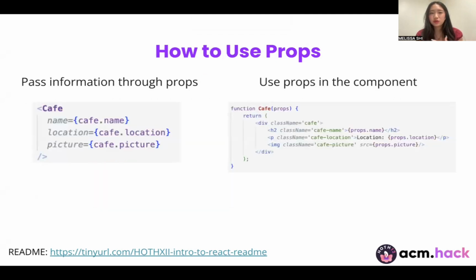So how would you use props? So first you pass information through the props, such as the image on the left. So you're passing the name, the location, the picture. And then in the component, we will use these props by using the curly brackets for using JavaScript. And then we'll write props.name, props.location, and then props.picture.